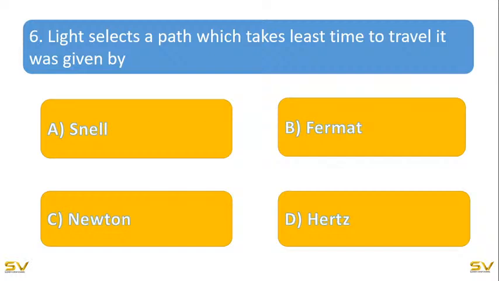Light selects a path which takes least time to travel. This principle was given by whom: Snell, Fermat, Newton, or Huygens? Yes, I'm getting the answers: Chennakesava, Likita, Lami, Shushmita, Aisha, Sumangali.